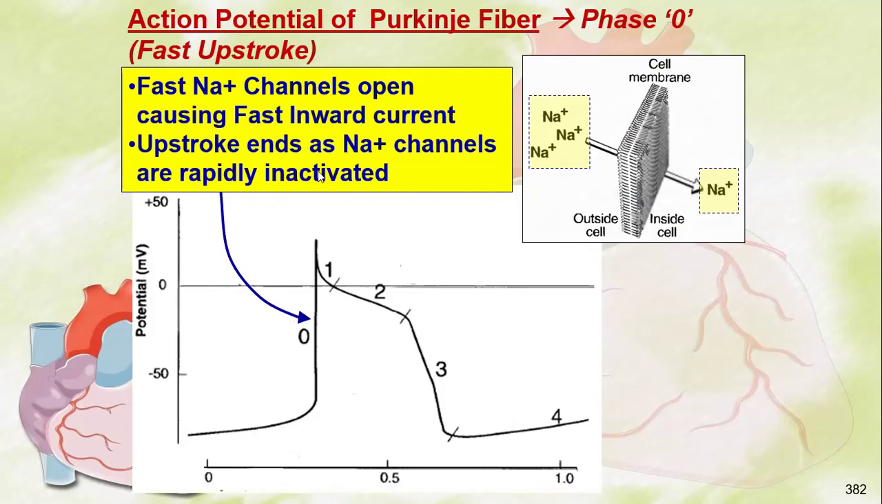Upstroke, and the sodium channels rapidly inactivate. So at the end of phase zero, what's happening? At the end of phase zero, your sodium channels, which opened during this phase, are going to close. Phase zero starts when your sodium channels are open, and when your sodium channels close, that is the end of your phase zero, right? So this is phase zero. Then there are phases one, two, three, as well as four.